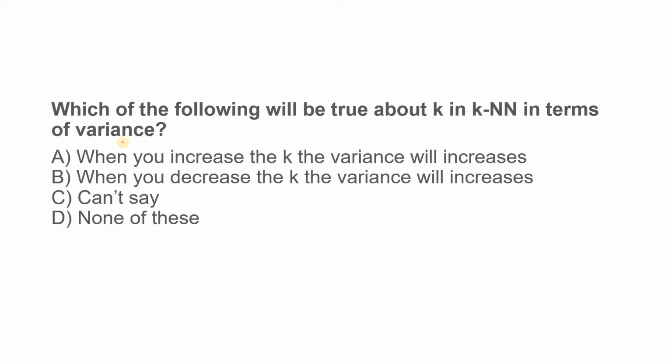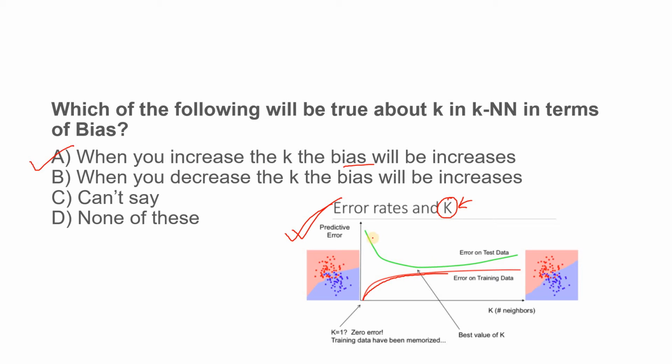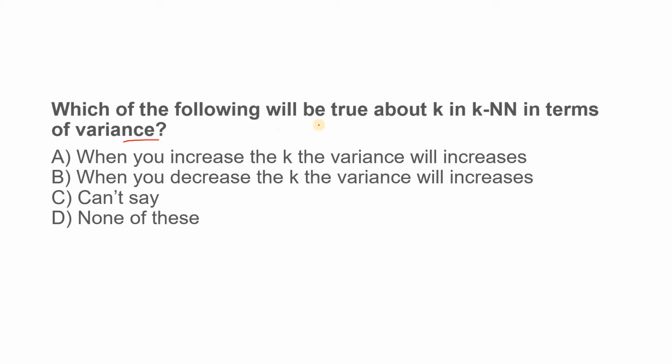Then next question, for variance what will happen? What we have seen for variance is that initially it is very high, then if we keep on increasing the k value it decreases, and then again it starts increasing at a very high value of k. So let's discuss the question. Which of the following will be true about k in knn in terms of variance? Option A, when you increase the k, variance increases. Option B, when you decrease the k, variance will increase. Option C, cannot say. Option D, none of this. So obviously the correct answer is option B, right?